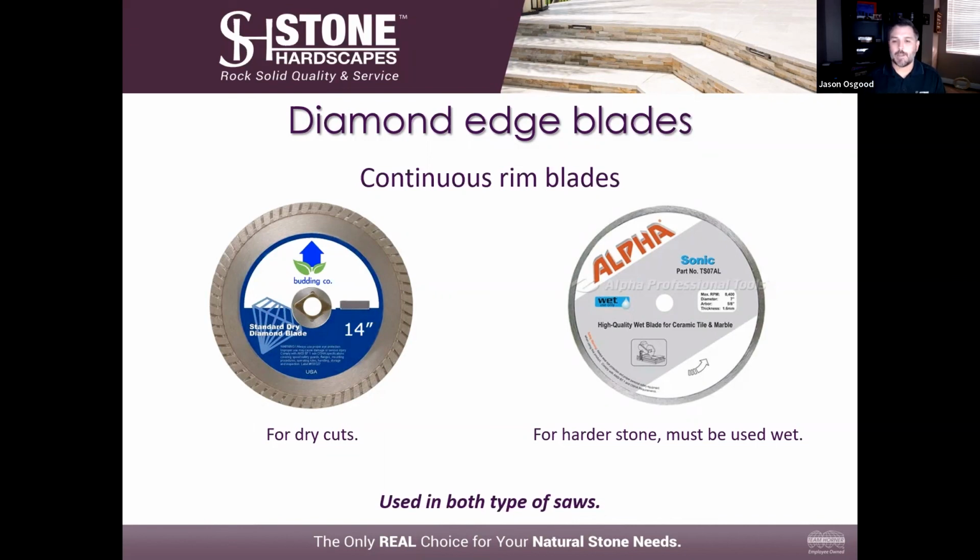If you have a beautiful product like a marble or a granite that is incredibly dense, you're going to want to use a continuous rim because it's going to stay in contact and it's going to cut that stone very, very well. If you have a lesser dense stone, you can use a segmental blade and it'll cut it very, very well. But because of how dense some of the harder products are, you really want to stick with this type of blade, a continuous rim.